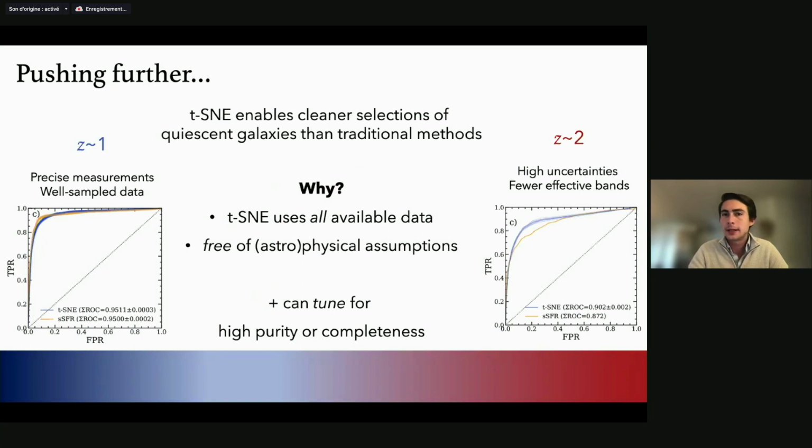And so t-SNE enables a cleaner selection of quiescent galaxies than traditional methods. Well, we want to know why. Okay, t-SNE uses all the available data. We've given it all the bands that we've computed. I think it's something like 9 or 10 bands from rest frame photometry, as opposed to three bands in a UVJ selection, for example. It's free of astrophysical assumptions, of the template fitting and so on. And you can tune it for high purity or completeness depending on your science goals.